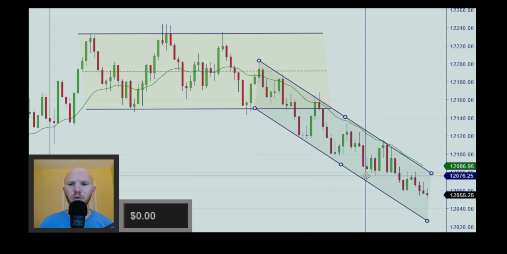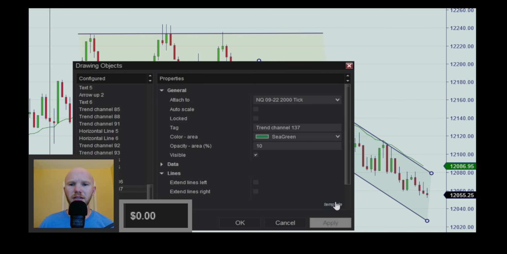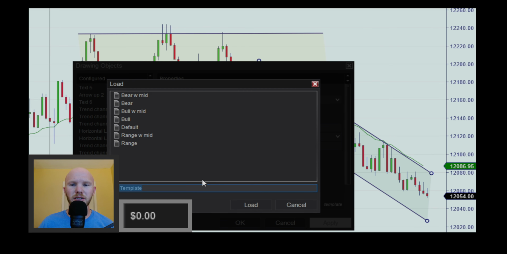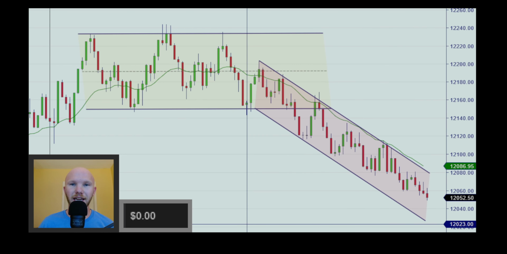But we're not just going to go short randomly. The setup that we are trading is a second entry, like I mentioned. So a second entry at a key entry point.